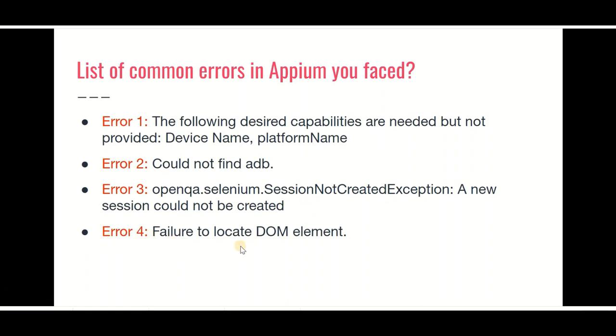And number four, failure to locate DOM element, means unable to spy element. Double check to make sure the element is uniquely located. A lot of times, the same multiple objects have the same class, so at that time you can use the same class, but you can use their index number to uniquely identify and locate that object. There is also another way. You can traverse from parent to child to uniquely identify. Overall, you have to uniquely identify your object. So those are the very common errors that we face during the Appium execution.